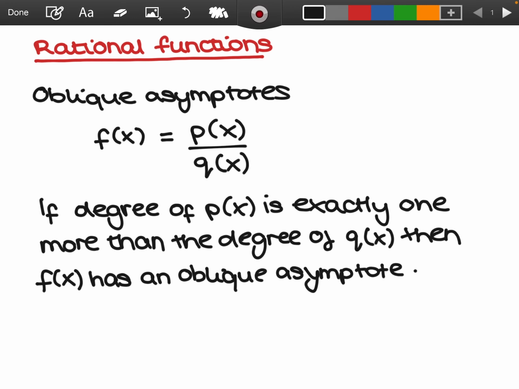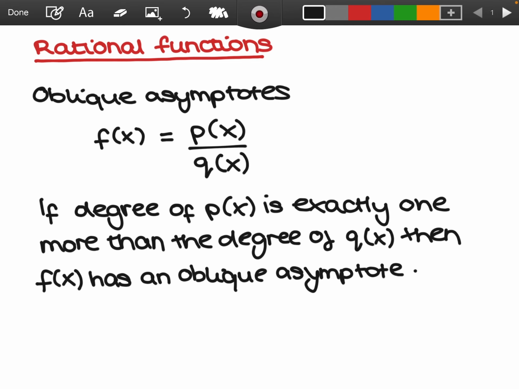Obviously, if a particular rational function has a horizontal asymptote, it can't possibly have an oblique asymptote because of the properties that we must have in terms of the degrees of the polynomials. And if a particular rational function has an oblique asymptote, it won't have a horizontal asymptote.